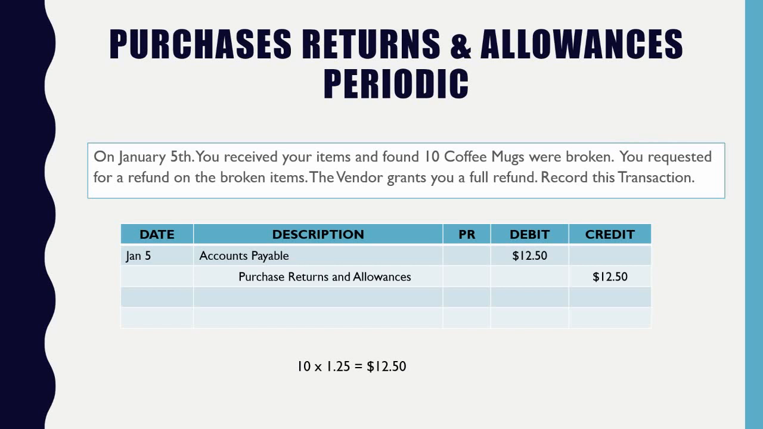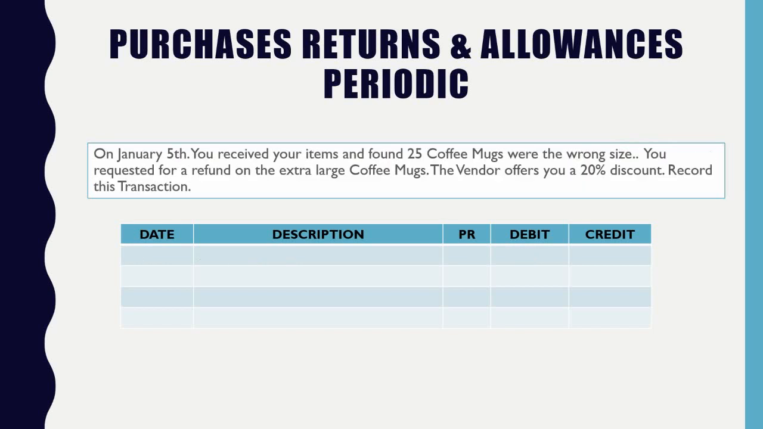But in this case, I have to understand how much they originally charged me. They charged me $1.25 per cup. So that's the only amount that I'm actually able to get a refund for. Okay, I cannot include the shipping. So therefore, I'm going to get a total of $12.50 back as a refund.